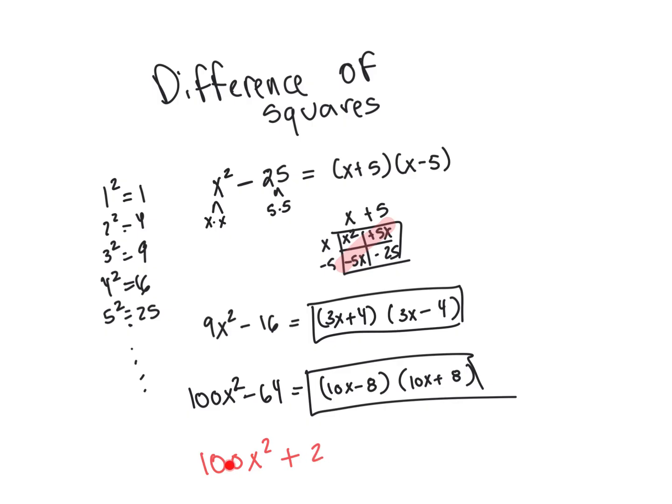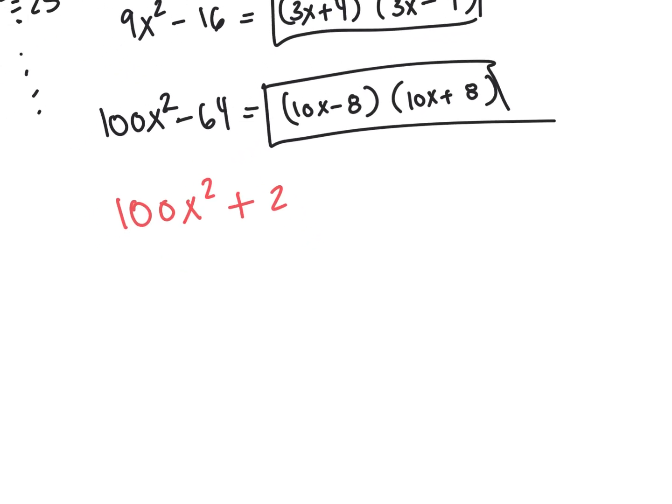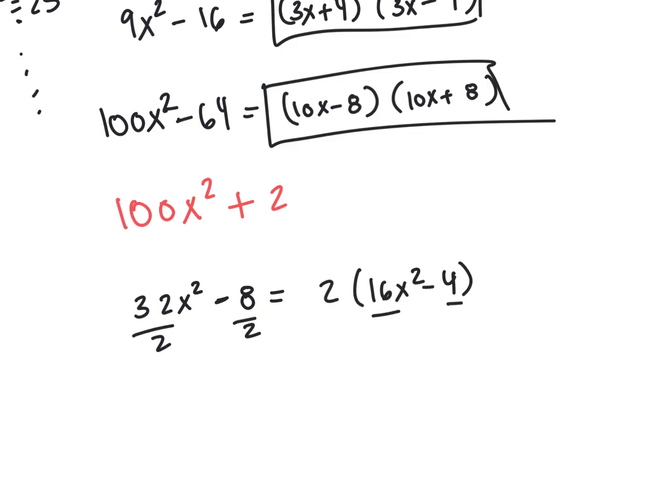But what you can do, if possible, is try to divide them to see if they have a GCF. So for example, if I have 32x squared plus 8, not plus 8, it has to be a minus. You're like, well, 8 is not a perfect square, 32 is not a perfect square, but they both have a GCF of 2. So if I divide them, I get 16x squared minus 4, and now these work. So the square root of 16 is 4, and the square root of 4 is 2.